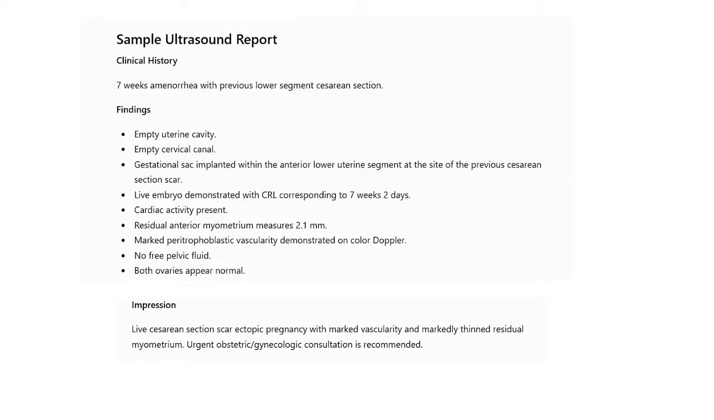So you supply the clinical history: 7 weeks amenorrhea with a previous lower segment cesarean section. For the findings, you can document empty uterine cavity, empty cervical canal, gestational sac implanted within the anterior lower uterine segment at the site of the previous cesarean section, live embryo demonstrated with the crown rump length corresponding to 7 weeks and 2 days, cardiac activity is present, residual anterior myometrium measures 2.1 millimeters, marked peritrophoblastic vascularity demonstrated on color Doppler. No free fluid noted in the POD, both ovaries appear normal.